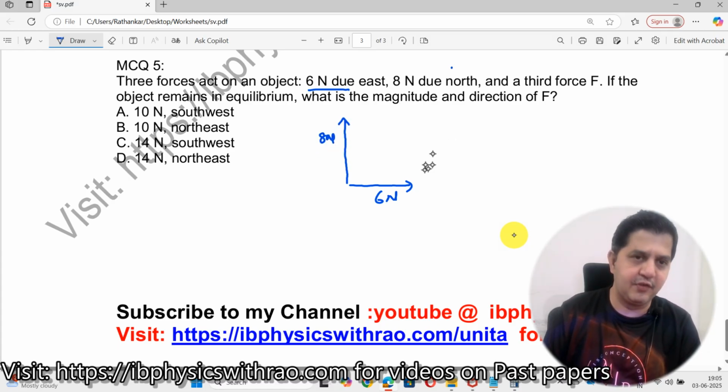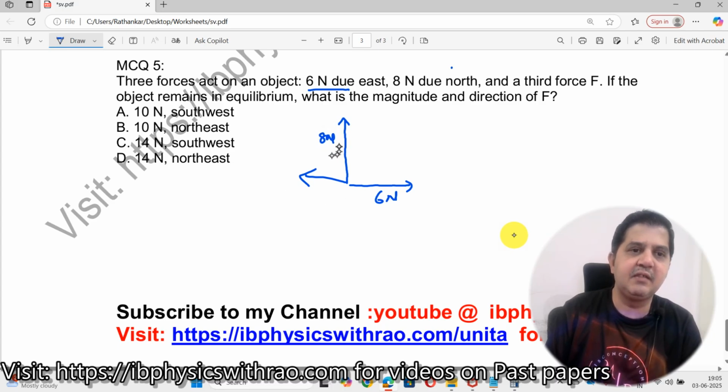Okay, and there is one more force. Can this force act like this? It can't act, because if this force is acting, then maybe this and this will equalize, but this one will not equalize, right? So therefore this is not possible. Can it act like this? If it acts like this, the resultant of these two is acting like this, so definitely it cannot act.